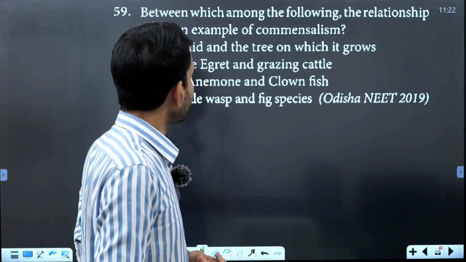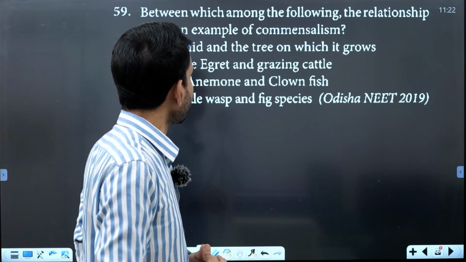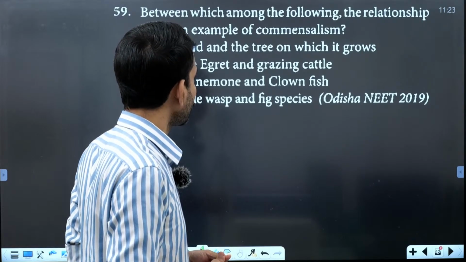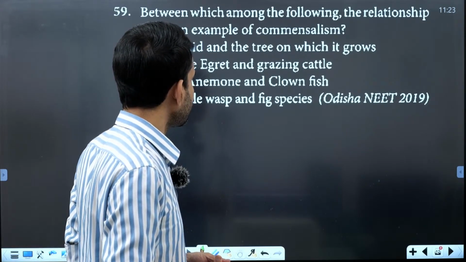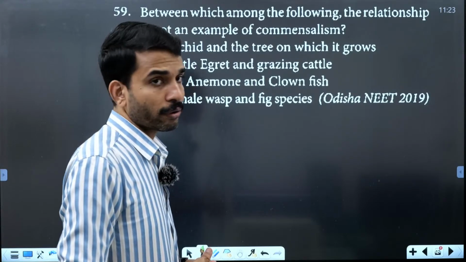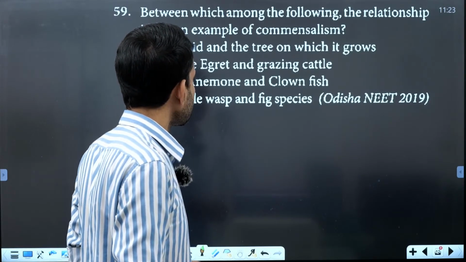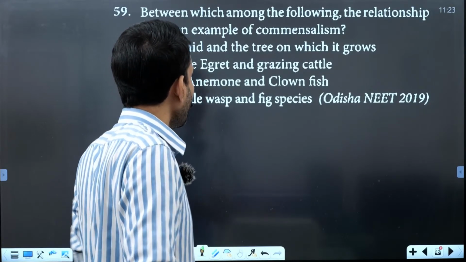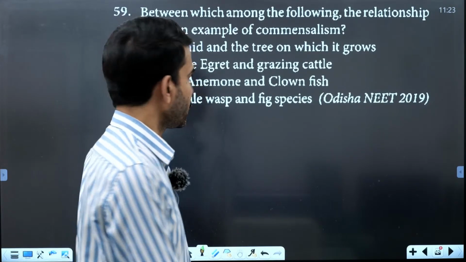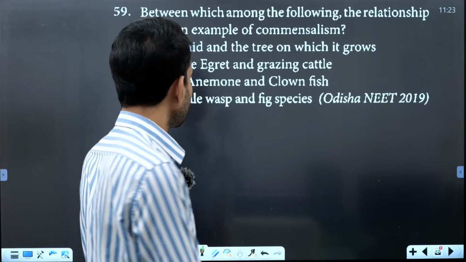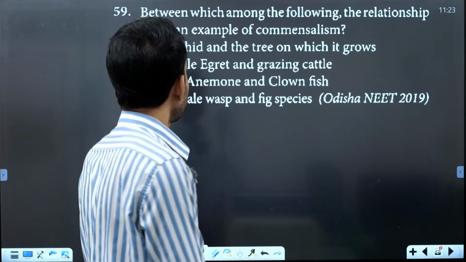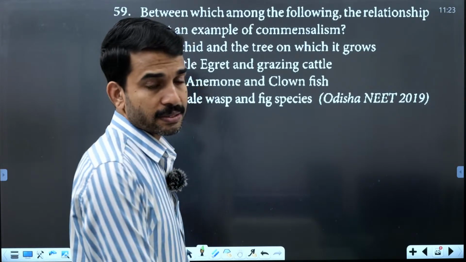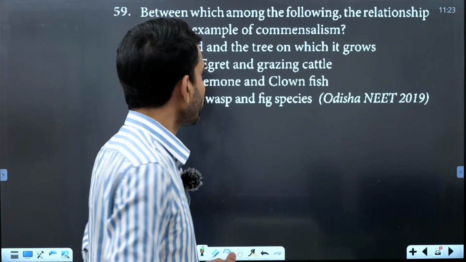Next one, which among the following relationships is not an example of commensalism? A, orchid and the tree on which it grows. B, cattle egret and grazing cattle. C, sea anemone and clownfish. D, female wasp and fig species. So in this list, which is not an example of commensalism?